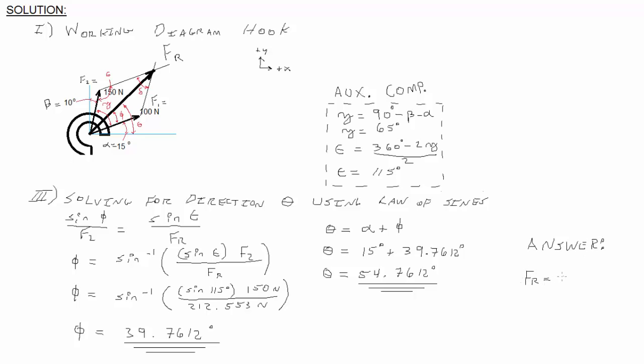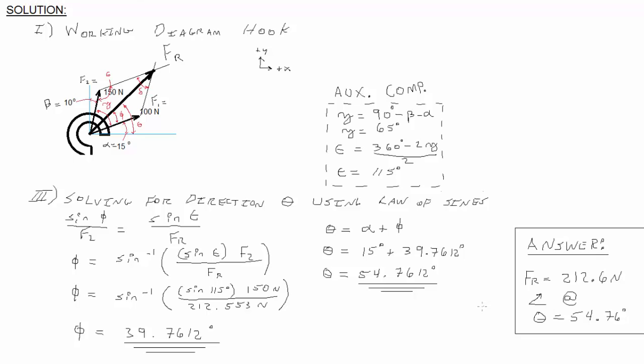And now in the answer box, FR equals 212.6 newtons up into the first quadrant at theta equals 54.76 degrees. The only last thing I need to note is that although we didn't actually use phi in our answer box, it still gets underlined 3 times. Anything you calculate in the GFSA format gets underlined 3 times, whether it's part of the final answer or not.